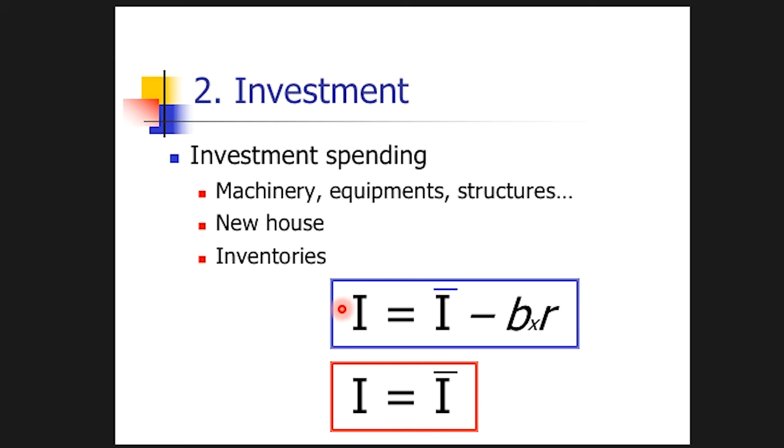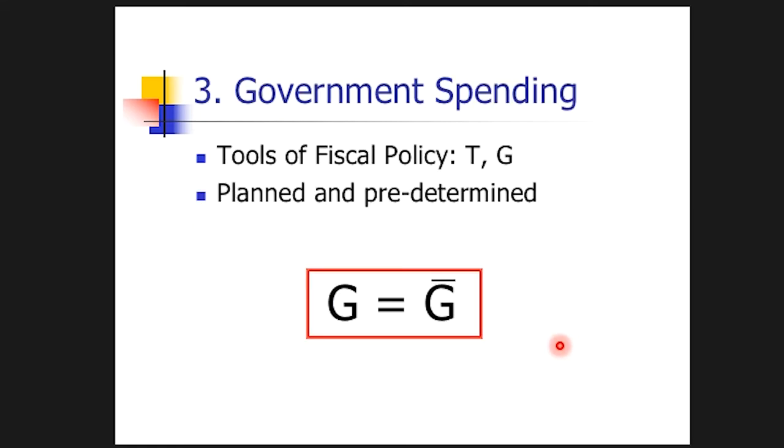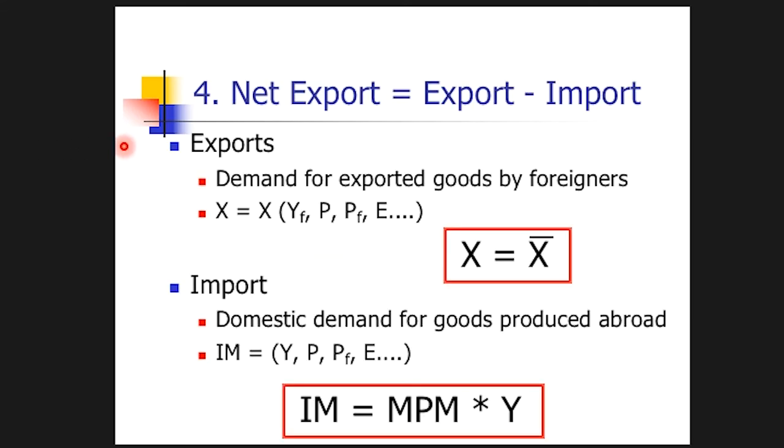In this section, we will analyze the policy in two steps. In the first step, we use a simple function for investment with no interest rate. In the second step, we will add the effect of the interest rate into the investment function. So in the first section, we analyze only the simple function. The third component of AD is government spending or government purchase. Because government purchase is one of the tools of fiscal policy, it is always planned and predetermined. G equals G bar.